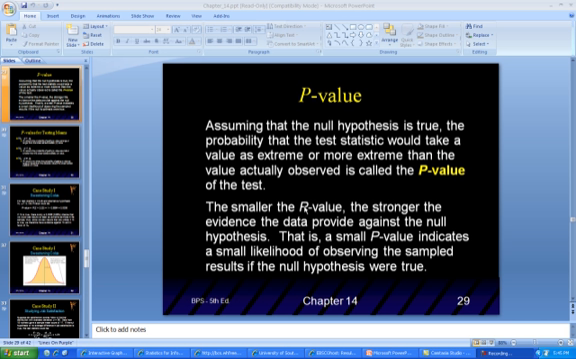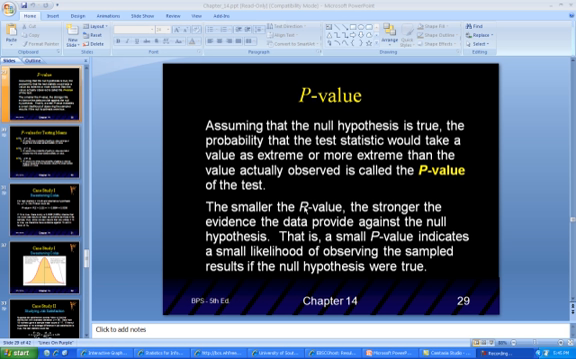So here's the slide for this p-value. It's in your book as well. We assume the null hypothesis is true. That's what we've always been saying. The probability that the test statistic would take a value as extreme or more extreme than the value actually observed is called the p-value.